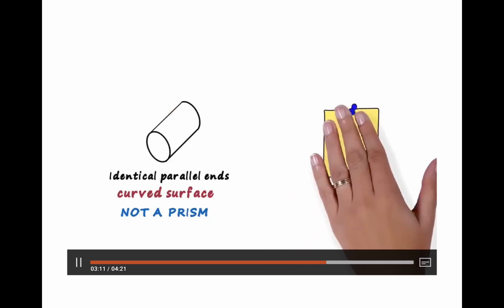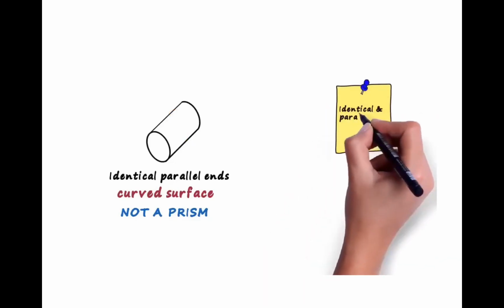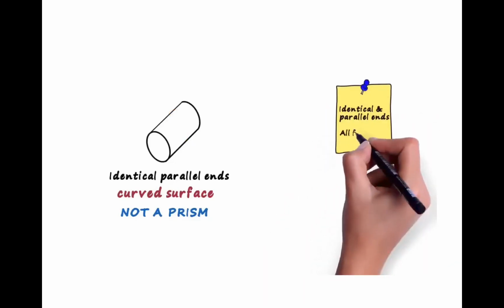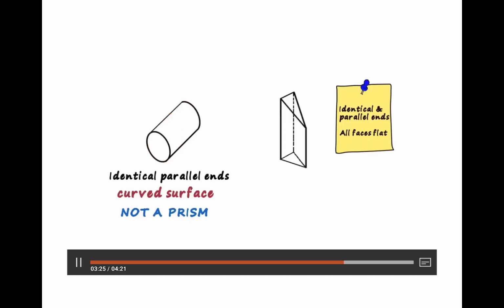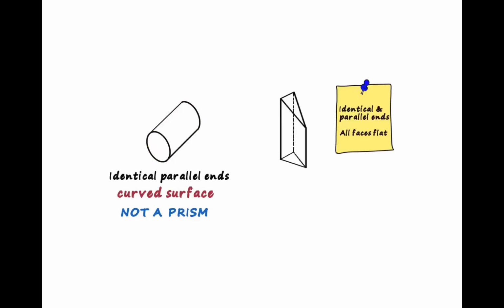Now we'll take an example which lacks identical and parallel ends, so that you will have a clear idea about identical and parallel ends. Let's see this one. This is a triangle, right? The down one is a triangle. Here the up one is also a triangle. That means they are identical.